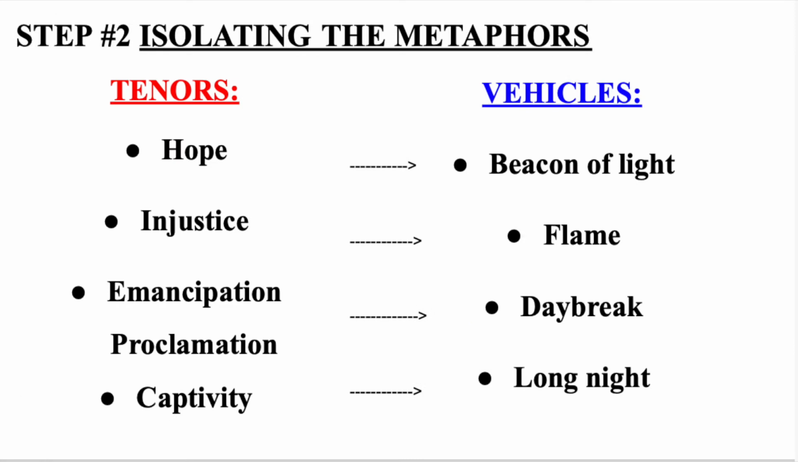For 4 out of 5 of these metaphors, MLK has provided us both the tenors and vehicles of the metaphors. To explain the complex concept of hope, MLK has used a beacon of light. To explain injustice, MLK describes it as flames. To explain the significance of the Emancipation Proclamation, MLK refers to it as daybreak for the slaves at the time. And to explain the complexity of the concept of captivity, MLK refers to it as a long night.